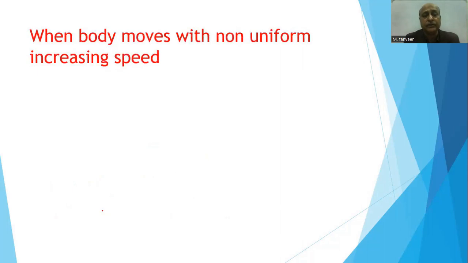When a body moves with non-uniform increasing speed, speed is increasing, but it is not uniform. Sometimes it is increasing 10 meter per second. Sometimes it is increasing 15 meter per second. Sometimes it is increasing 25 meter per second. Then what will be the shape of the distance time graph?